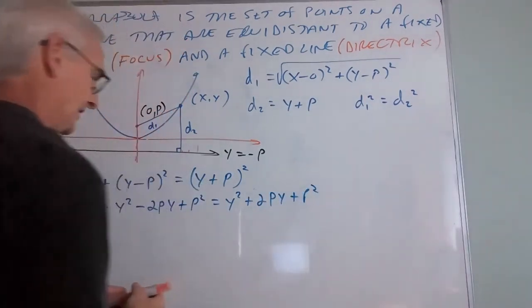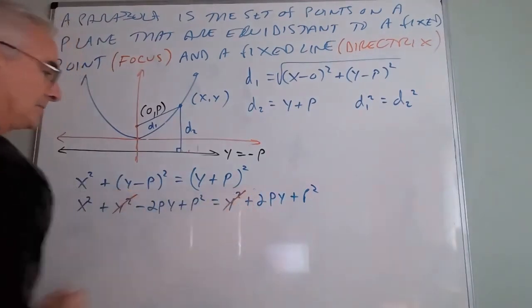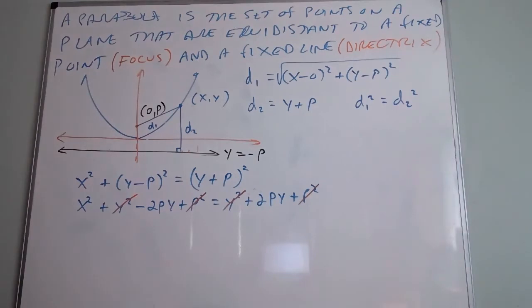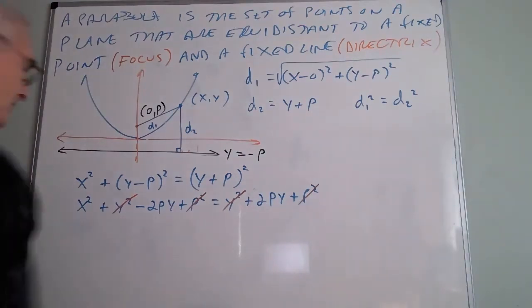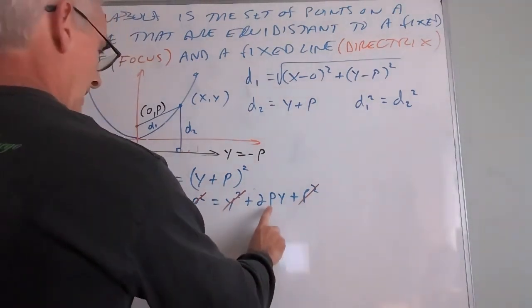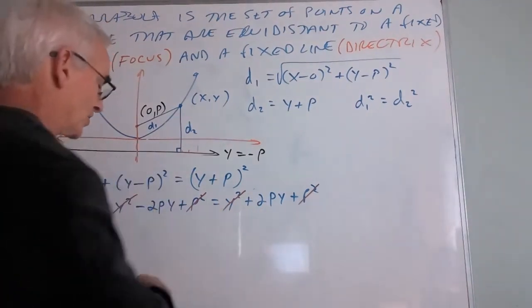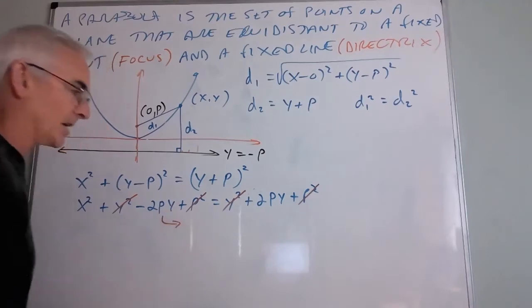And very nicely, the y squared terms cancel, and the p squared terms cancel. Remember, we wanted to write y equals. So what do I have left? I've got these two terms with y's in them and this term with an x in it. So why don't we send this one to the other side?